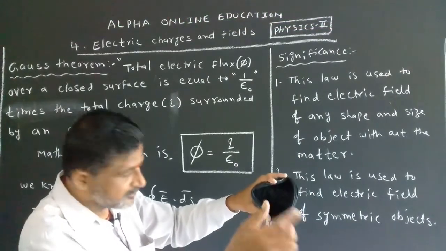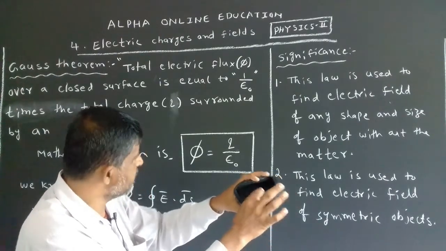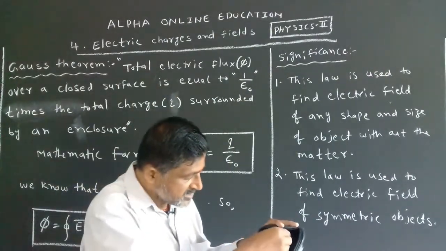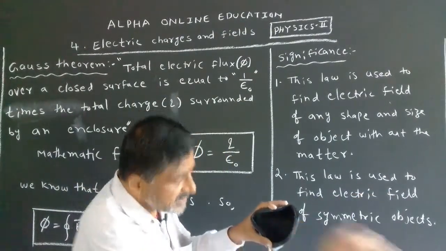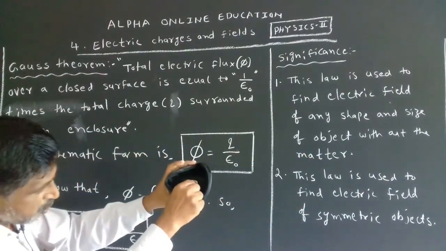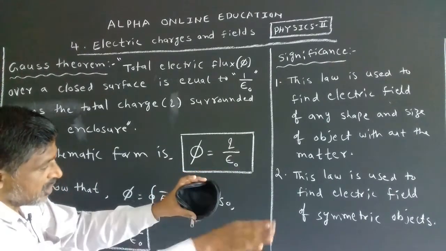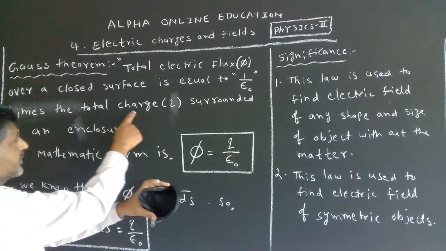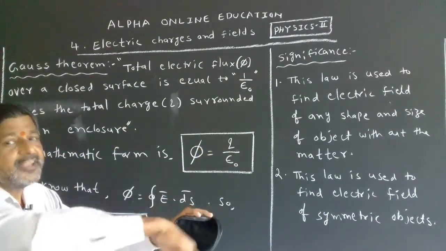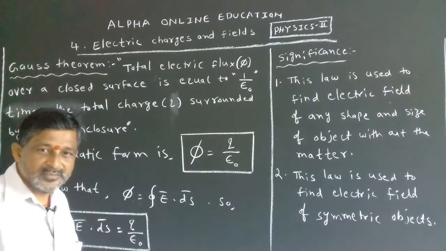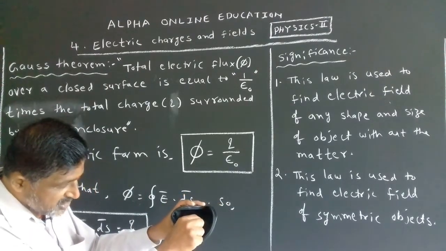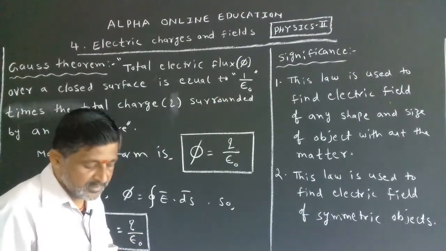The charge is here. This charge is multiplied by 1 by epsilon naught, which is equal to the flux. Means electric lines are in this side? Yes. In this side? Yes. In this side? Yes. When the charge is here, electric lines go in all sides. That's why the total charge Q is surrounded by an enclosure. Have you followed? Here the charge is there and electric lines are ejected. This charge multiplied by 1 by epsilon naught is called flux.